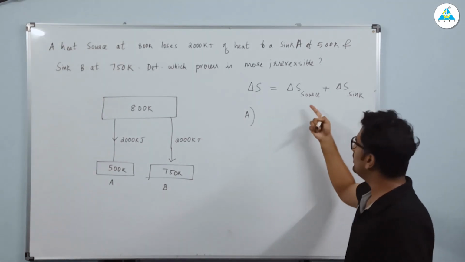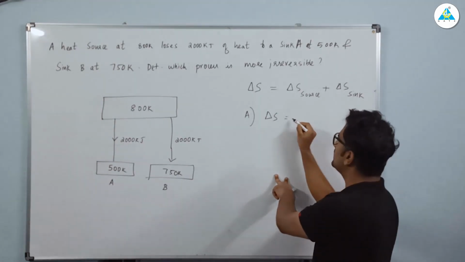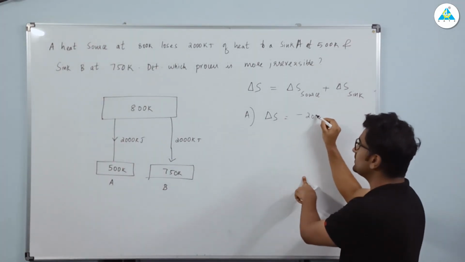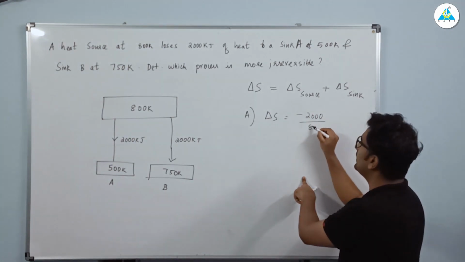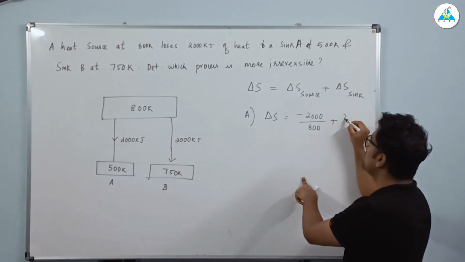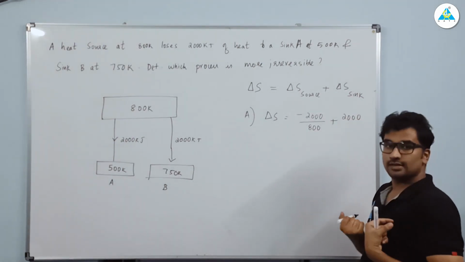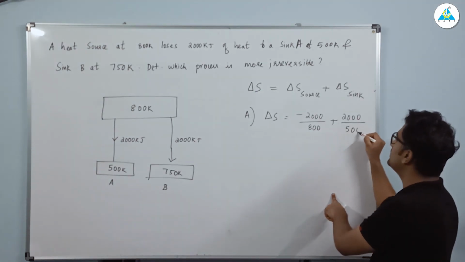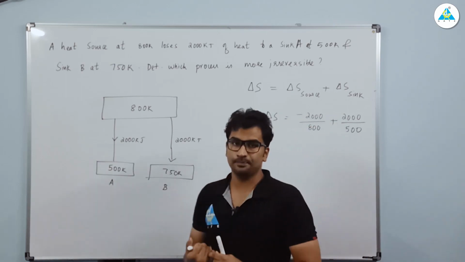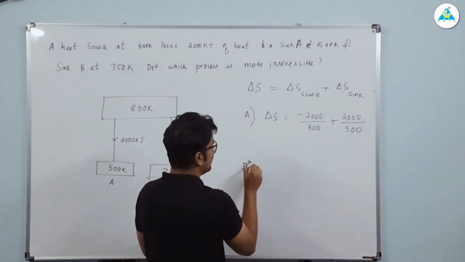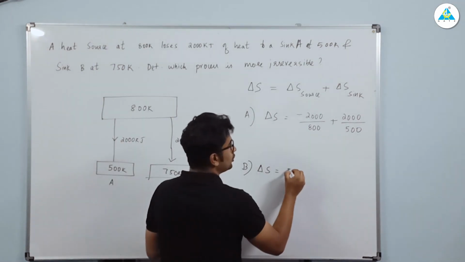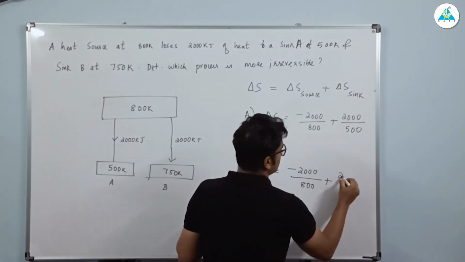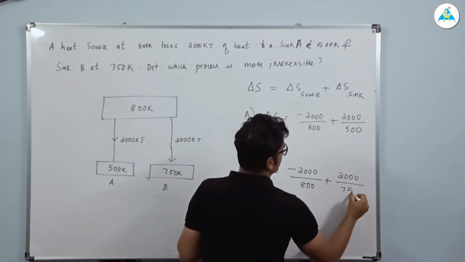So find it. Then we can decide. For question A, what will be the entropy change for the source? What is the amount of heat released? It is minus 2000 divided by 800. What about the sink? 2000 kilojoules is taken, so heat is added to the sink. So it will be plus 2000 divided by 500. This will be the value for the first case. What about the second case B? Delta S will be equal to minus 2000 divided by 800 plus 2000 divided by 750.